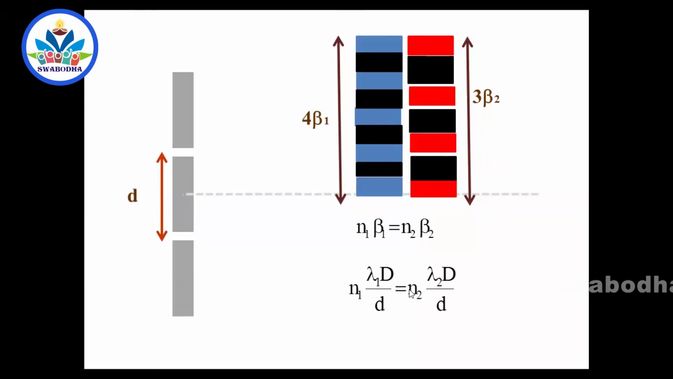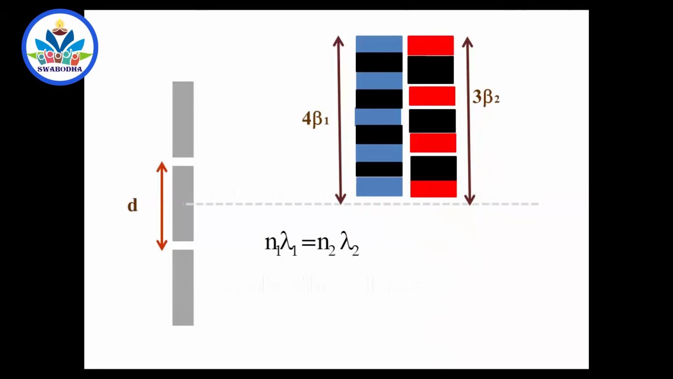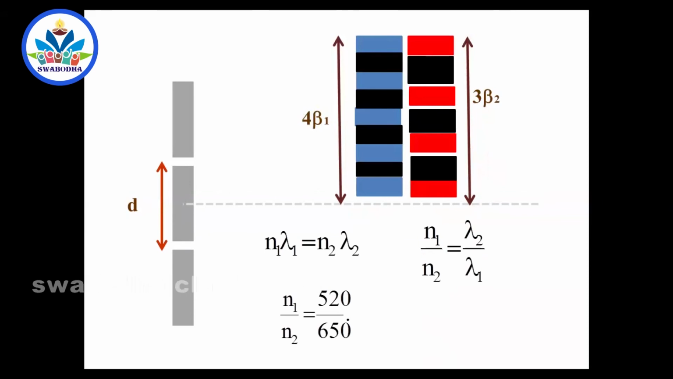N1 lambda 1 D by d must be equal to N2 lambda 2 D by d. D by d is the same for both because they are using the same apparatus. Then N1 lambda 1 is equal to N2 lambda 2. Next, N1 by N2 is equal to lambda 2 by lambda 1, which is 520 by 650. 52 by 65 is the ratio. Doesn't it get divided? You get a fraction. See what conclusion you are going to get.